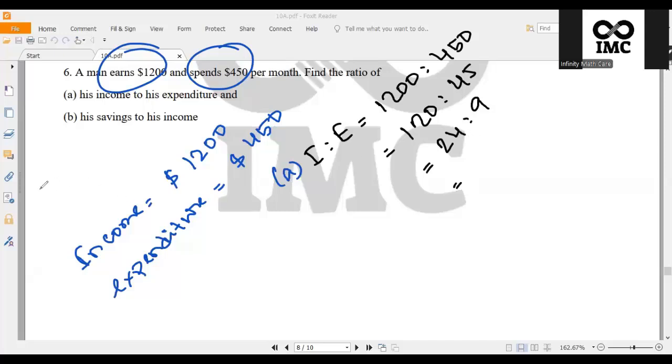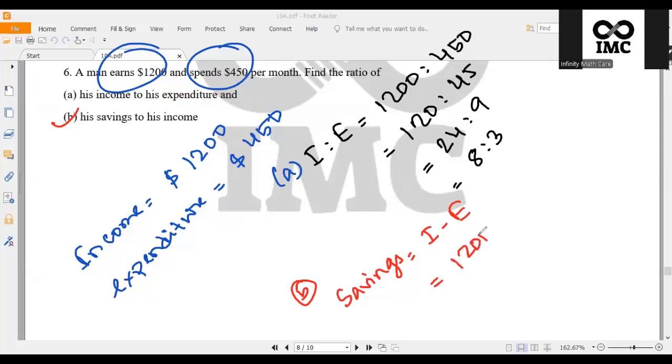Then again 24 and 9 both can be divisible by 3. 3 8s are 24. 3 3s are 9. So this is the ratio of his income to expenditure. Now we need to find out his savings to his income. To find out the savings, we know that we need to subtract expenditure from income. So income minus expenditure will be saving. So 1200 minus 450, that will be $750 is savings of his income. So we can say $750 will be his savings.